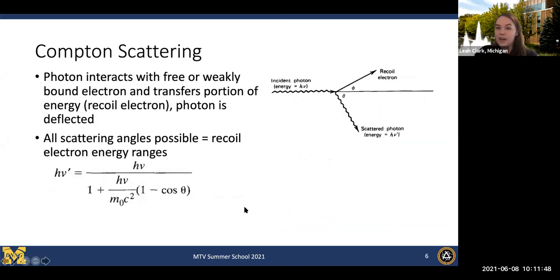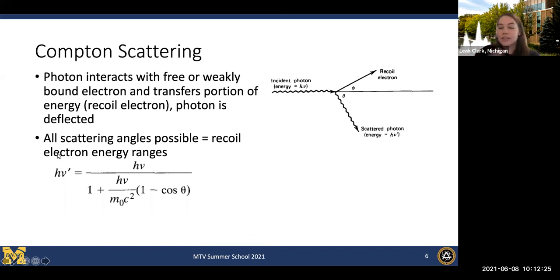The next type of interaction we have is Compton scattering. Compton scattering occurs when a photon interacts with a free or weakly bound electron. This is the only type of interaction that doesn't necessarily need an absorber atom to be there, because this can happen with free electrons as well. When Compton scattering occurs, the photon transfers a portion of its energy to what is called a recoil electron, and then that gamma ray is deflected or scattered, so it still remains.